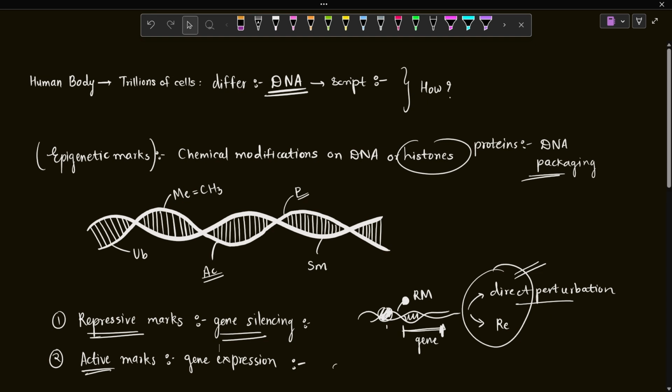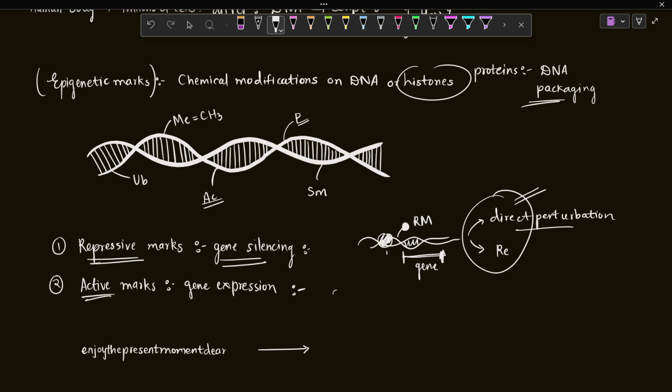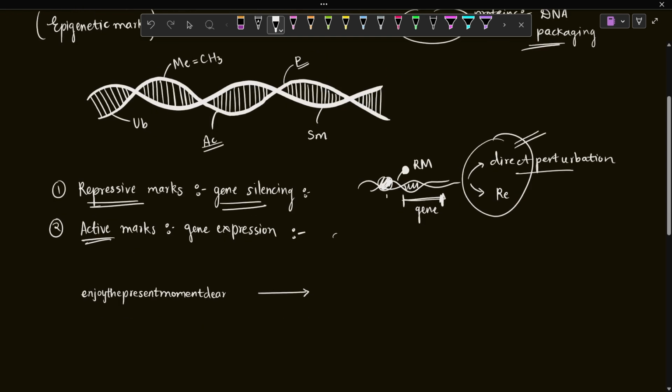Okay. So for understanding epigenetic marks better, imagine epigenetic marks are like punctuation marks. Okay, so there's a statement here. Can you read this statement now? No, it's tough to read this, right? It's just a scramble of words. So for reading this, what will you have to do? You'll have to format it first. Enjoy. You'll put a space here. The. You'll put a space, then again present, you'll put a space here, moment. Okay, you'll put a space here and here.